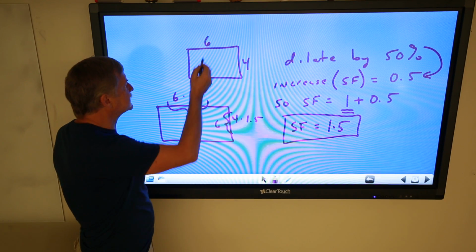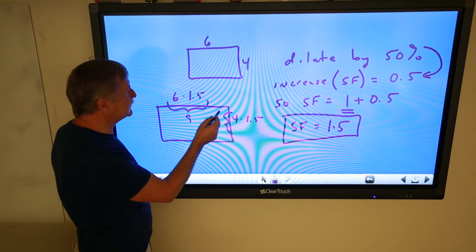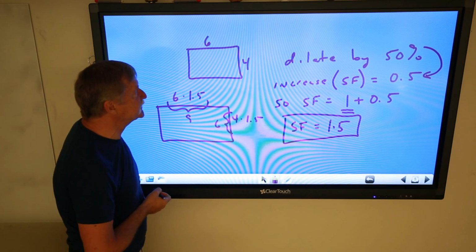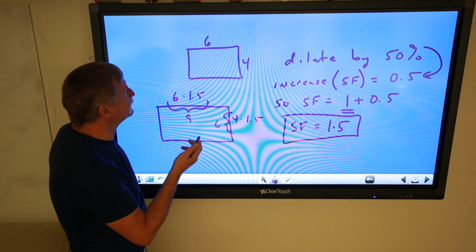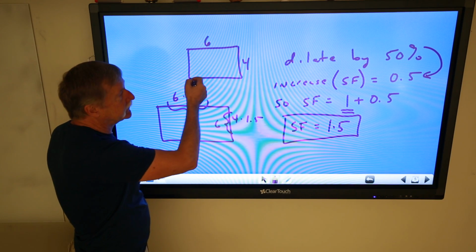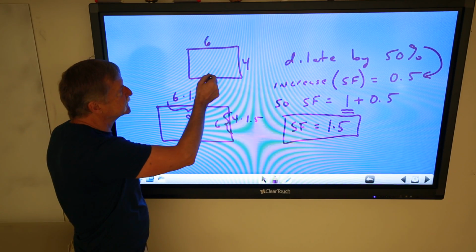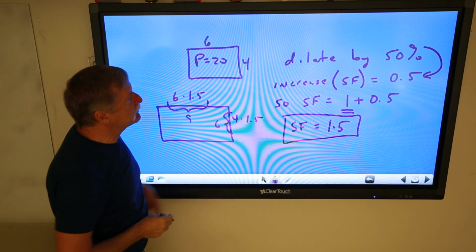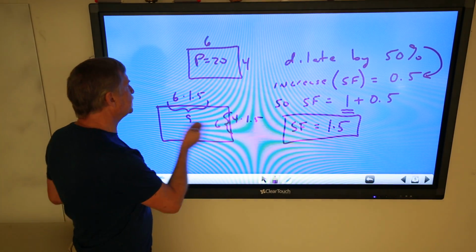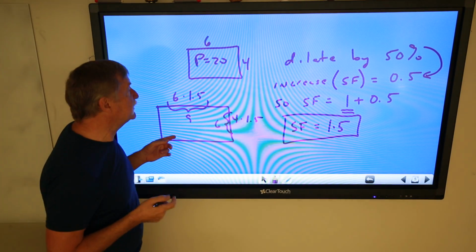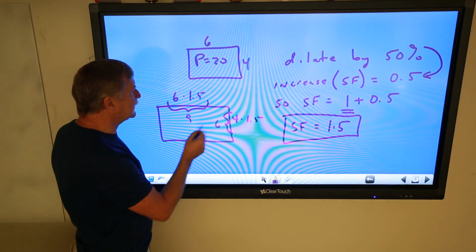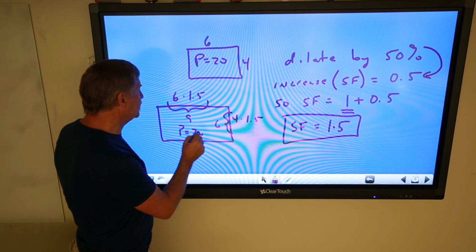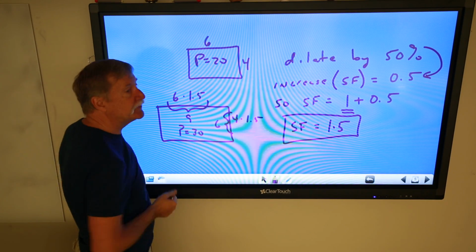So I've got 6 times 1.5, the new dimension is 9. 4 times 1.5, the new dimension is 6. So the perimeter, I mean, if we looked at the perimeter here, we would see 6 plus 6 is 12 plus 8, so the perimeter is 20. And we would take 20 times 1.5, so the new perimeter here should be 30. 9 plus 9 plus 6 plus 6, what do you know? Perimeter equals 30. 20 times 1.5.